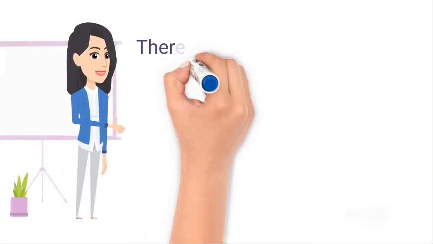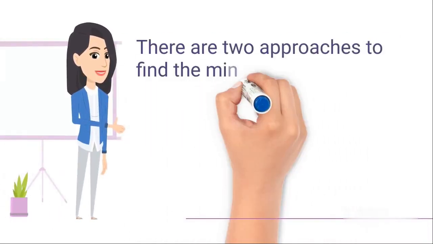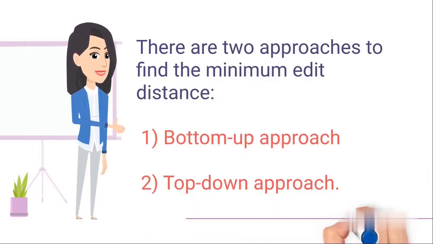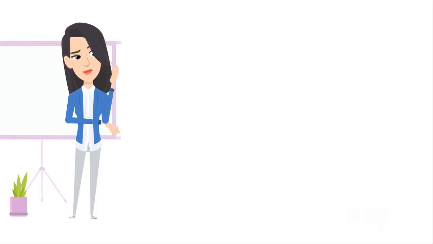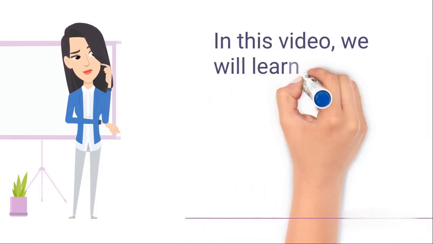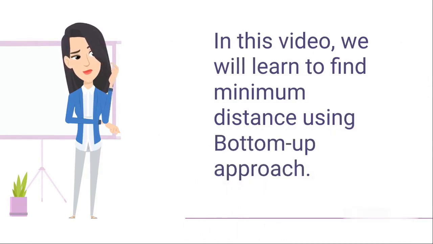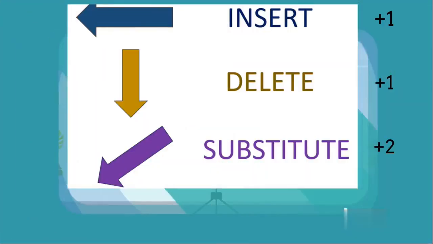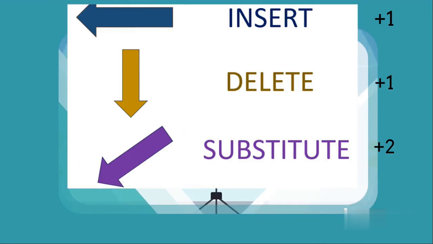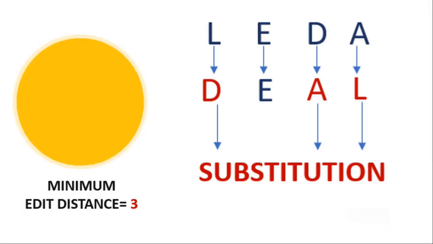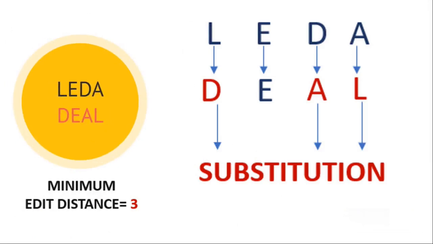There are two approaches to find the minimum distance. They are bottom-up approach and top-down approach. In this video, we will learn to find minimum distance using bottom-up approach. Three operations used for doing this are insert and delete with cost 1 and substitution with cost 2. Let's see some examples to understand better.